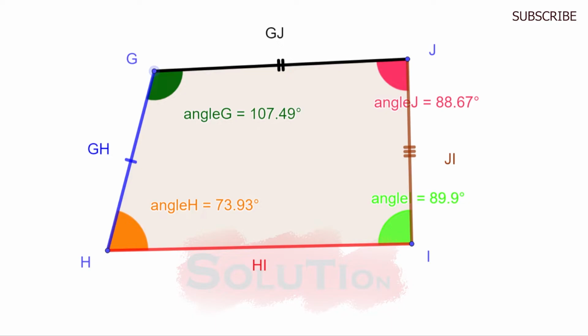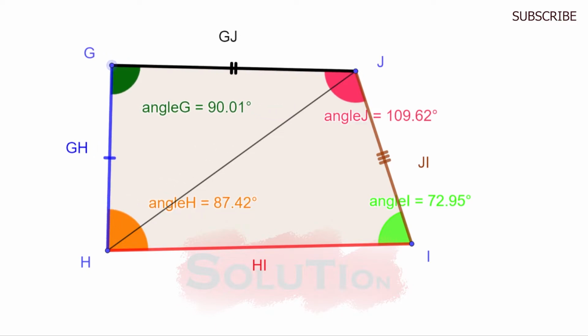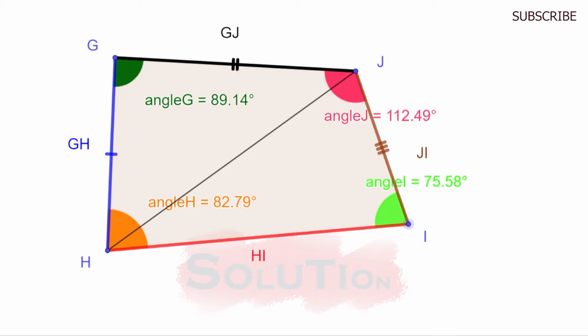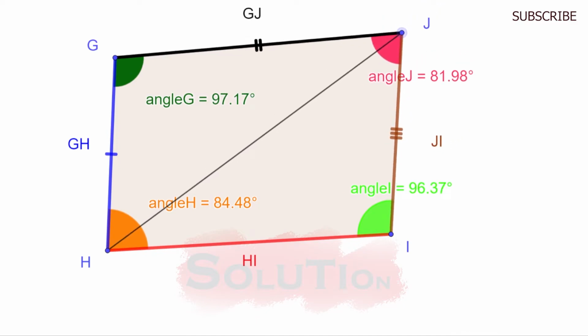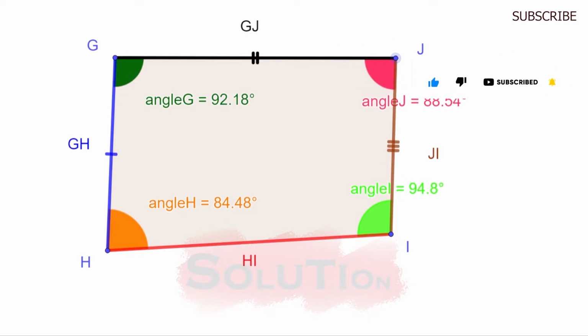For this, let me draw one line. So the quadrilateral is nothing but two separate triangles, right? You can see two separate triangles here. So one triangle is 180 degrees, and another triangle is 180 degrees. That's why if I add the four angles, then it will give me 360 degrees. Okay, so let me adjust the lines, make them parallel.